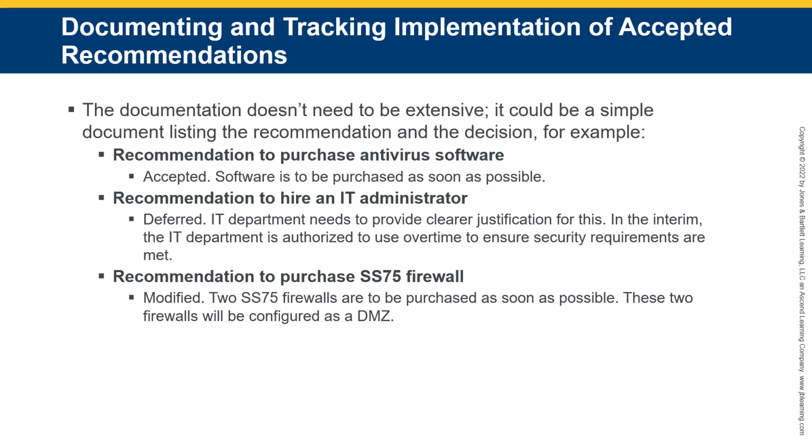So, moving on to documenting and tracking implementation of the accepted recommendations. Again, you need to develop the documentation. The documentation doesn't need to be extensive. It could be very simple. This is the recommendation. This is what we're going to be doing. So, recommendation for buying AV. It was accepted. Timeline: when should it be completed?